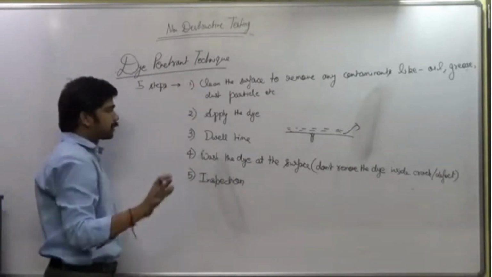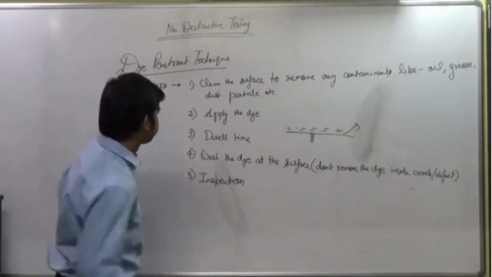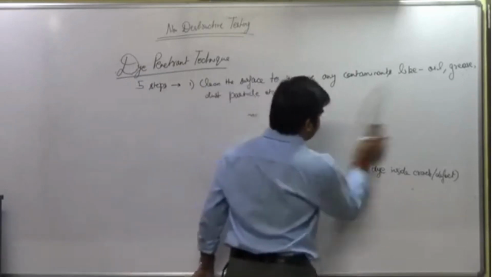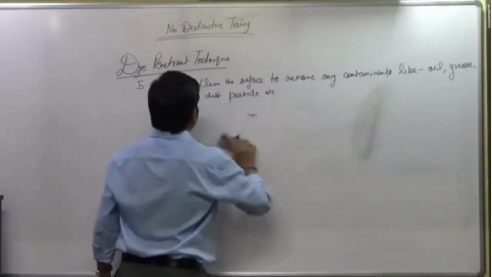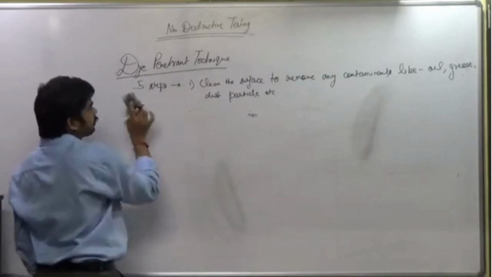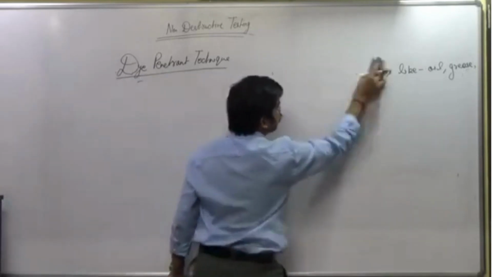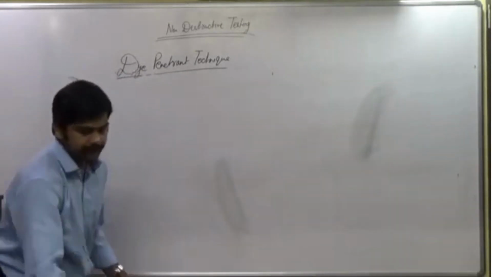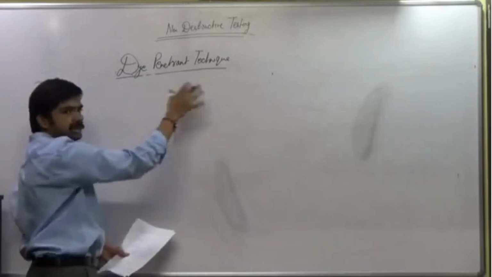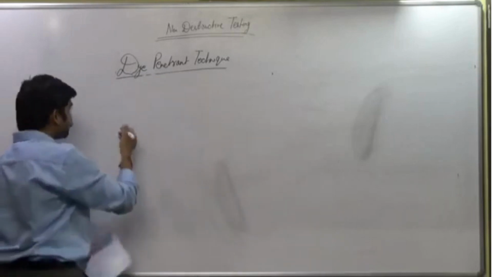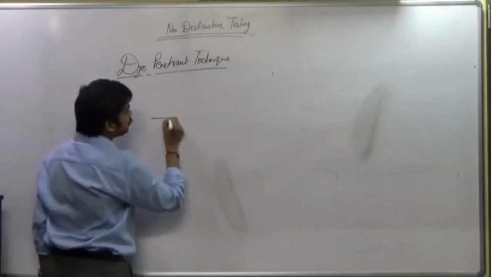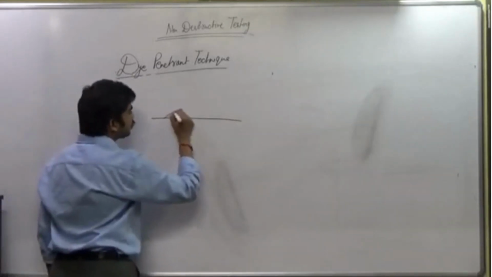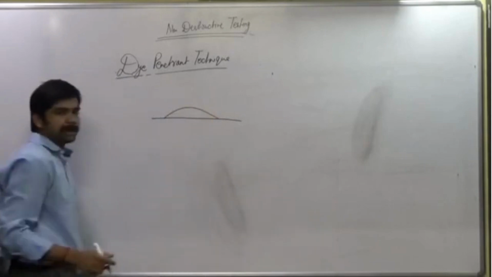Now we will see some important points related to these steps. Firstly there is cleaning. These were the 5 major steps which we follow. Now let's start with the basics, how this dye technique works. Let us suppose that you have a surface here, and a liquid droplet is being dropped by you.